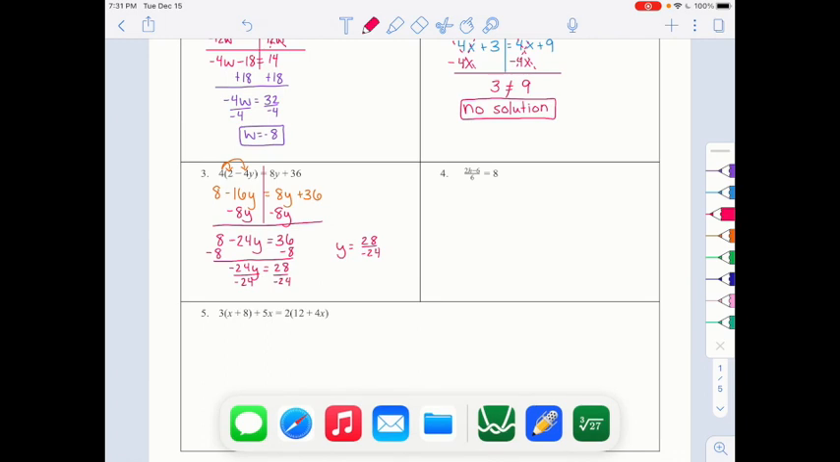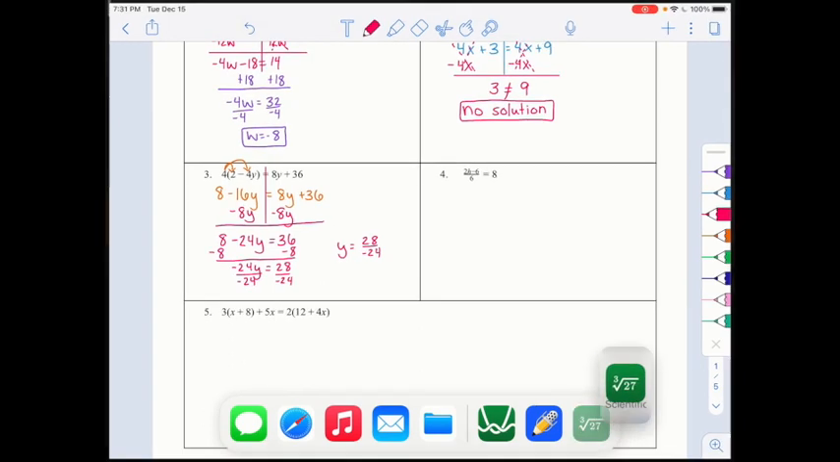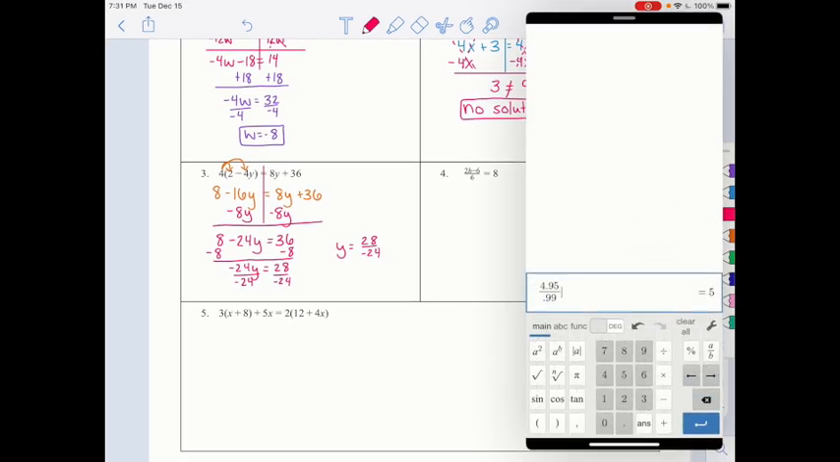If you're unfamiliar or don't feel confident in simplifying fractions, the Desmos calculator helps you. So 28 divided by negative 24, it's going to give you a decimal at first, but then you'll see this box over box button. If you click that, it gives you a simplified version of the fraction. So it's actually negative 7 over 6.